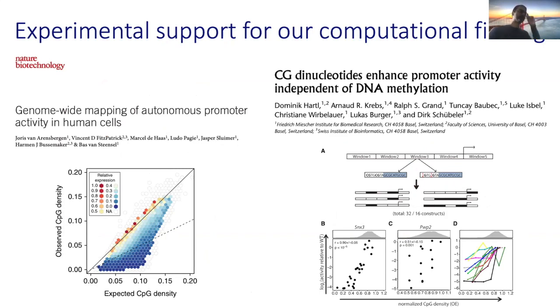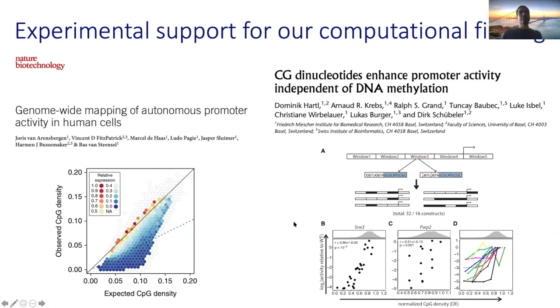experimentally interrogate this problem. So the first was a paper by Bas van Steensel's group in the Netherlands, and his group used massively parallel reporter assays to fragment the genome and measure the promoter activity of all the regions in the genome. And one of their figures showed that if you plot this expected CpG density to the observed density, sure enough, those promoters that fall along the diagonal where the observed and expected meet, these are regions that show the highest amount of promoter activity, implying that there's a causal relationship between CpG density and gene expression level.